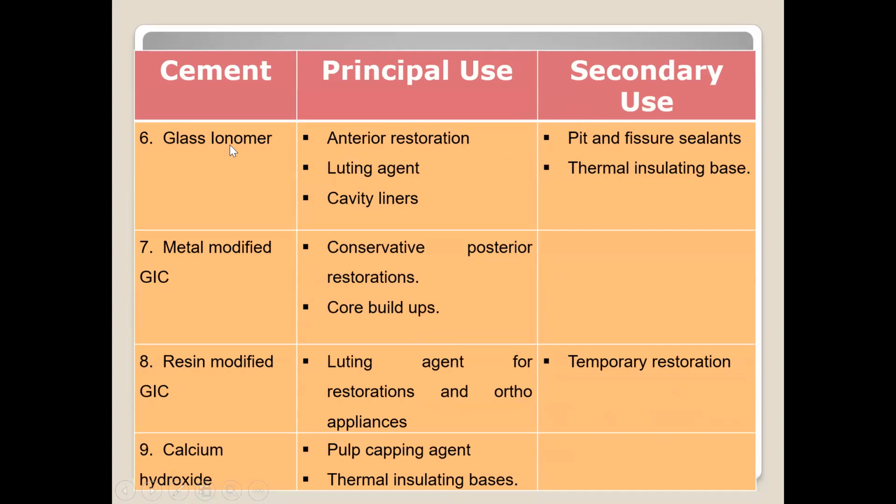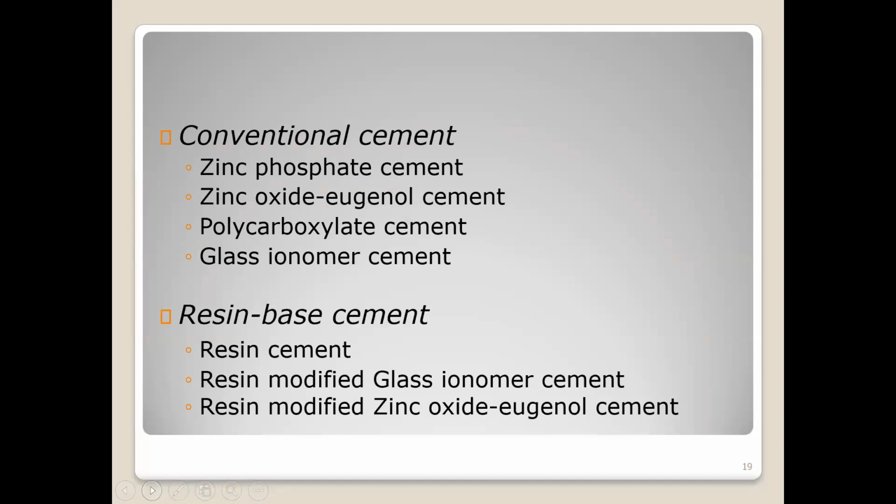Glass ionomer cement has the advantage that it is tooth colored. That is why it can be used as an anterior restorative material, as a luting agent, and as a cavity liner because of its pulp protecting properties. In secondary usage, it can be used as a pit and fissure sealant and thermal insulating base. Then again, as I explained already, those having the acid-base reaction as the setting mechanism are called conventional cements, and those based on polymerization chemistry are called resin-based cements.